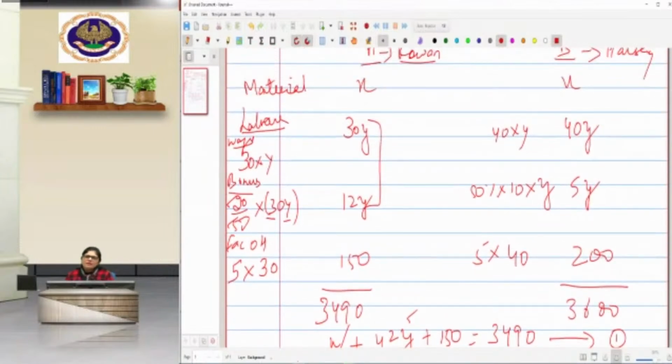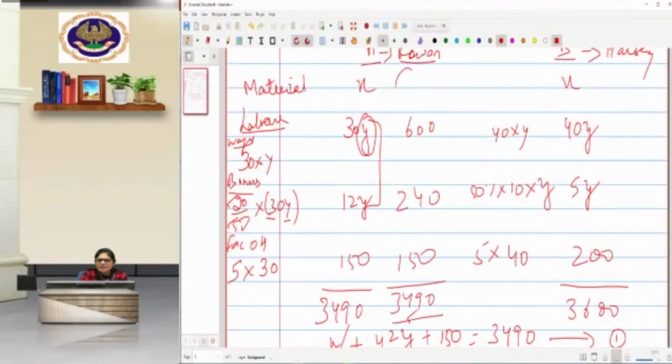Now let us calculate the factory cost. I'm placing the figure in the format only again. Material we don't know. Labor is 30Y. Now we know Y. Y is 20. So the labor comes out to 600. All right. The labor comes out to 600 now. And here also Y is 20. So bonus will come out to 240. 150 we already have. So 3490 we have.